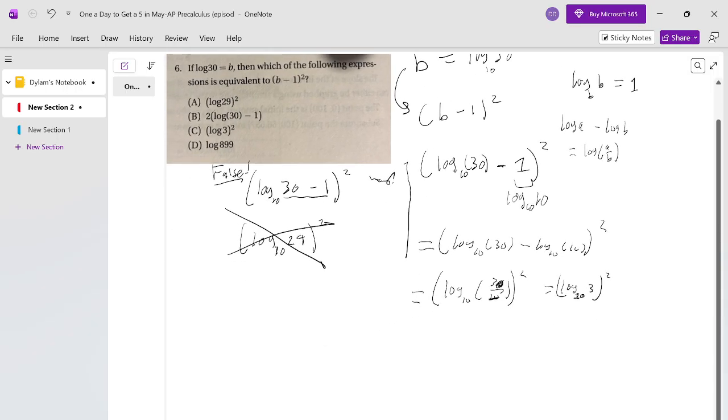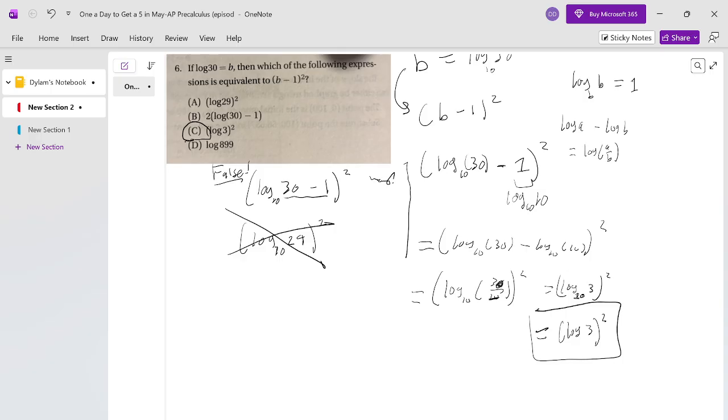And if you notice answer choice C, that's equivalent, but they're not writing with the 10. I was just writing with the 10, trying to emphasize that this is base 10 and not some other base. So we have log of 3 squared. That is our final answer.